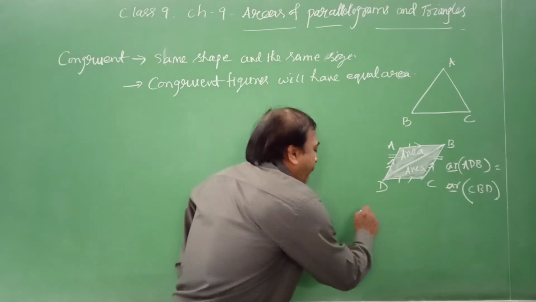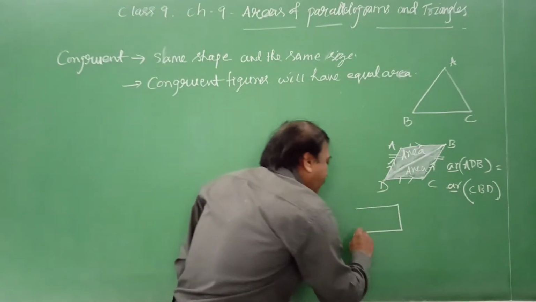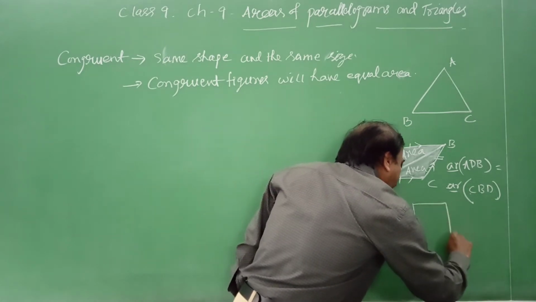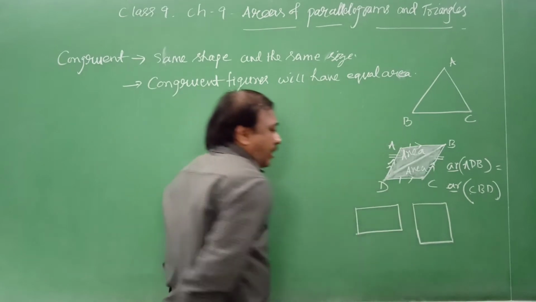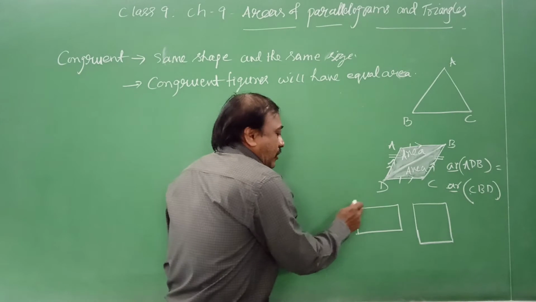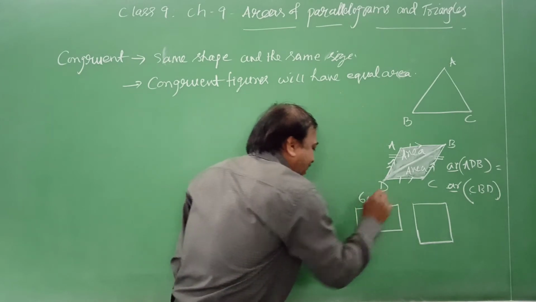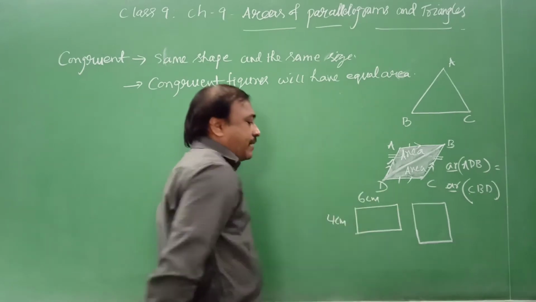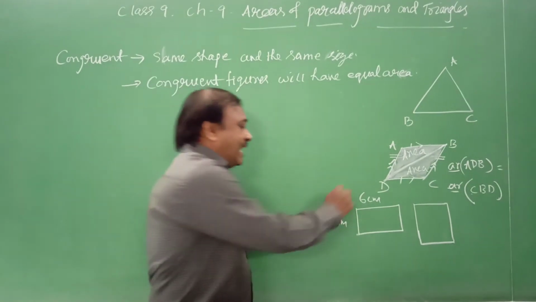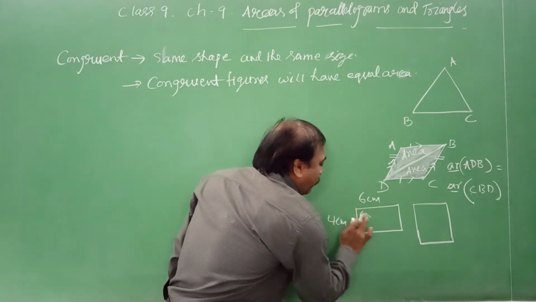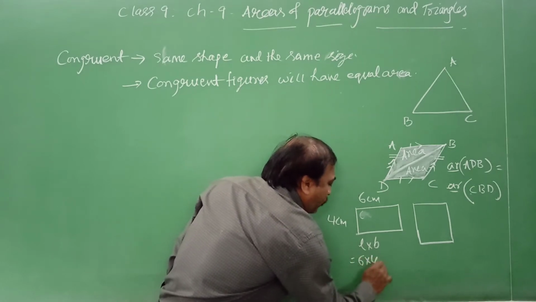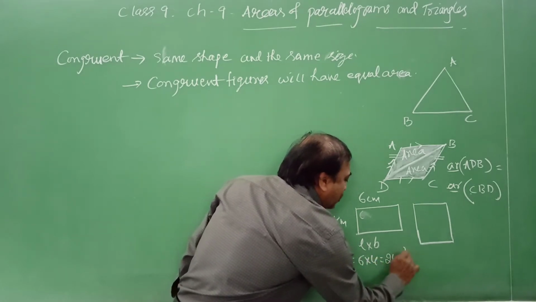Now observe this rectangle and this square. Looking at the rectangle, the length is 6 cm and the breadth is 4 cm. What is the area of this rectangle? Area is L into B, which is 6 into 4, equals 24 centimeter square.